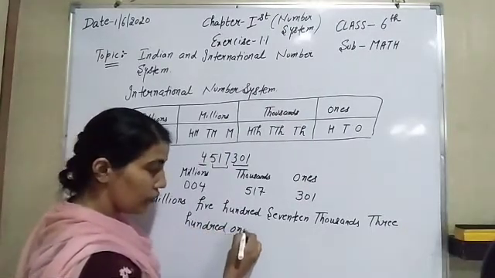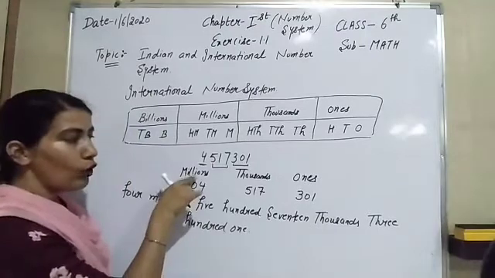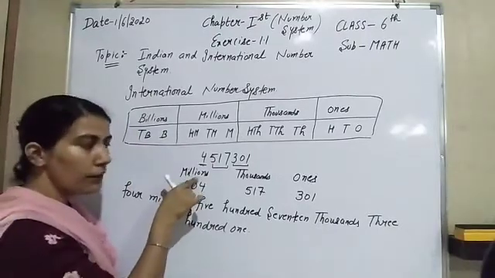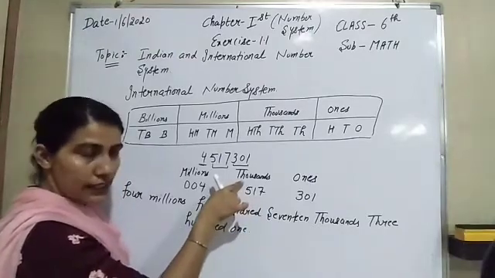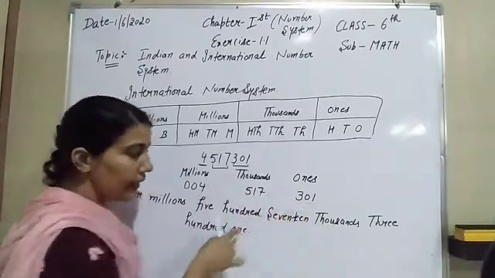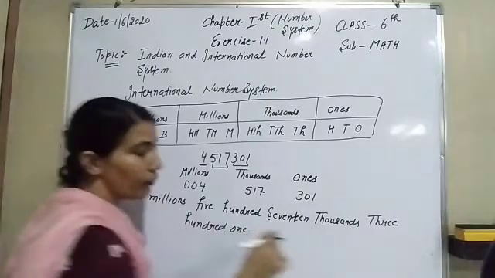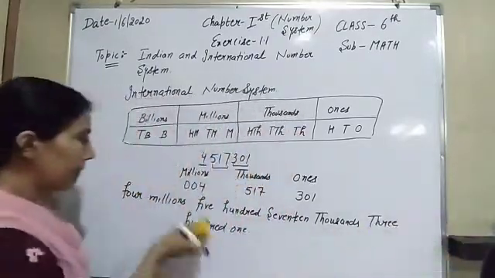I'm going to repeat this again. Here is 4 millions 517,301. Now let's take one more example so that you will understand it easily.